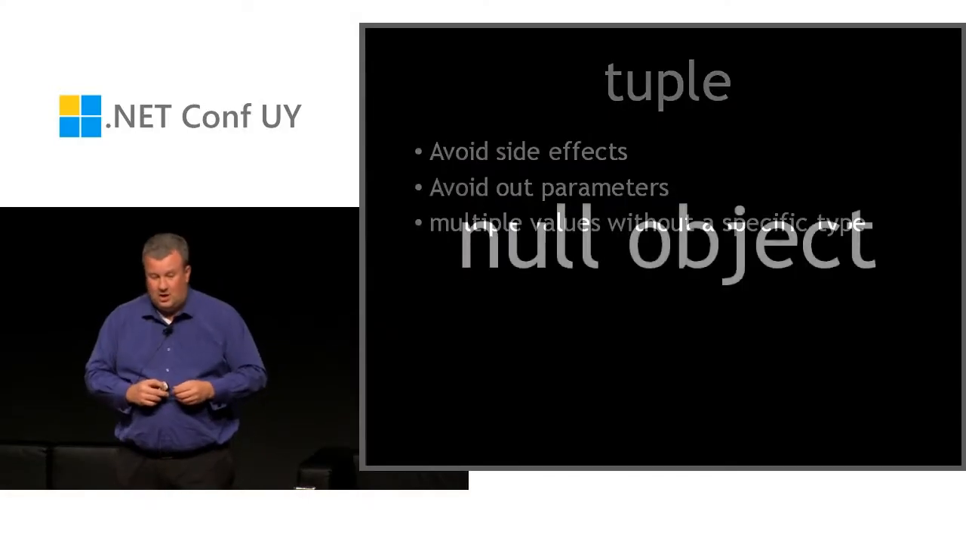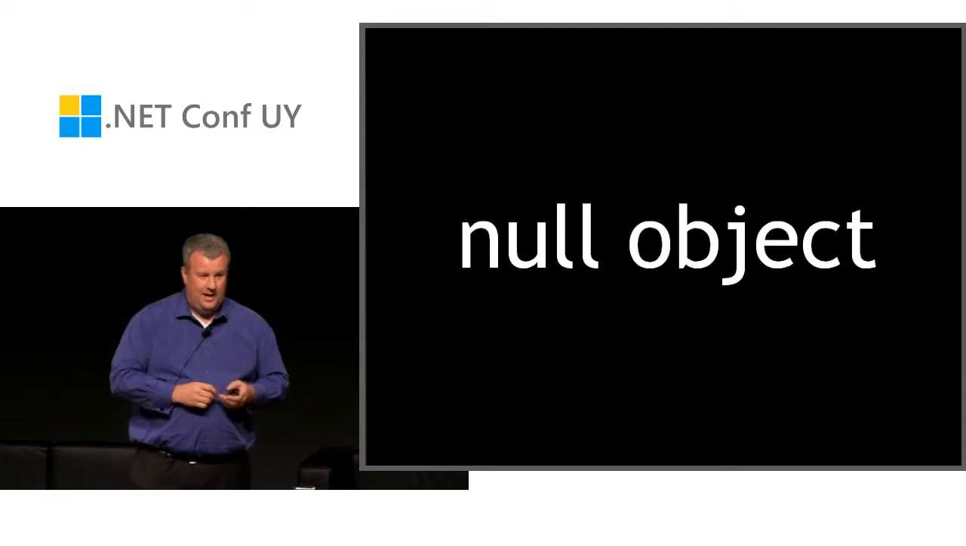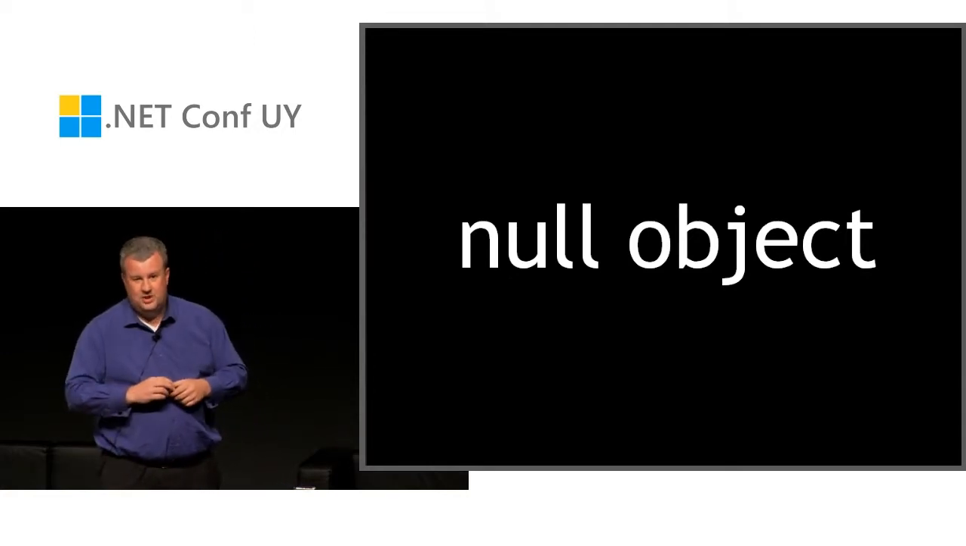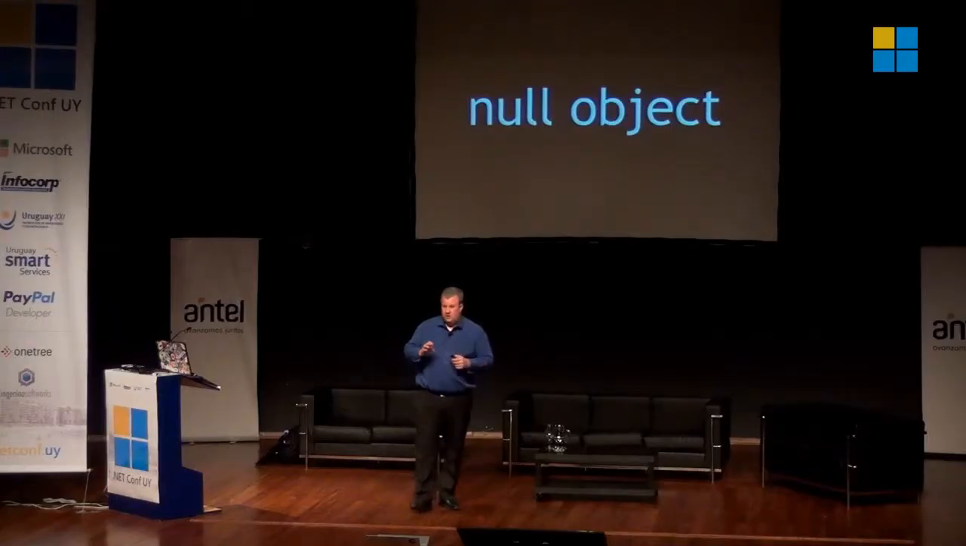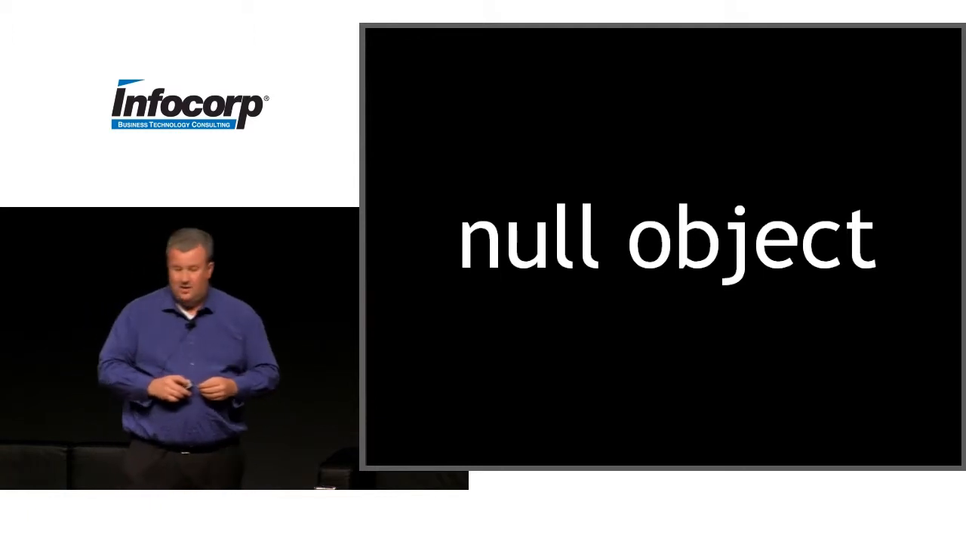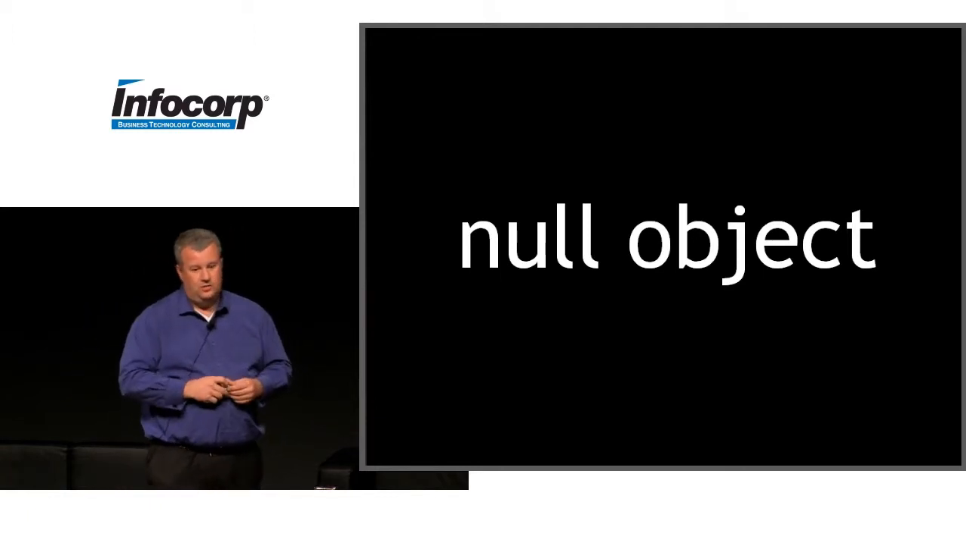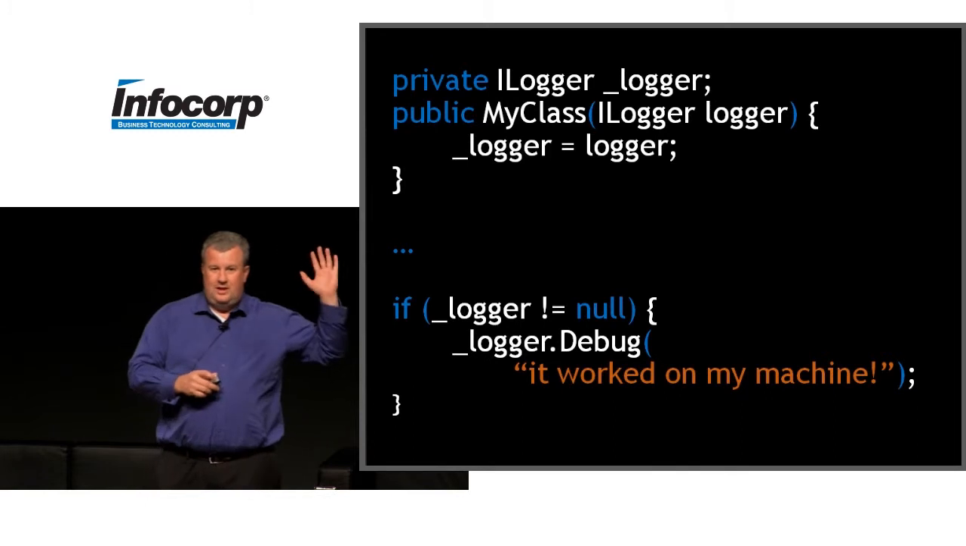The next one we're going to talk about is called the null object pattern. Is anyone familiar with the null object pattern? A few of you? This is a well-defined pattern. I can't remember what book it's in, but it is in one of the big books on design patterns. The null object pattern is about handling null values. So we usually see code like this.